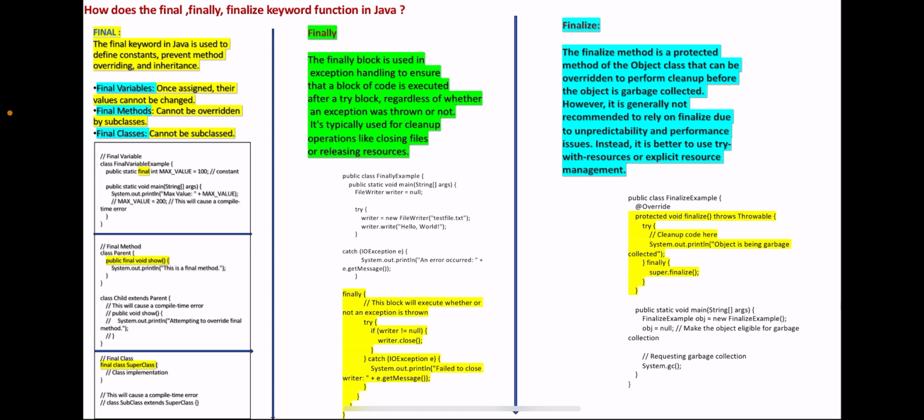Then you have the finalize method. It's a protected method of the Object class that can be overridden to perform cleanup before the object is garbage collected. So here there is a finalize method. Here in this you can write the cleanup code. In the finally you can call the super.finalize method of the garbage collector.